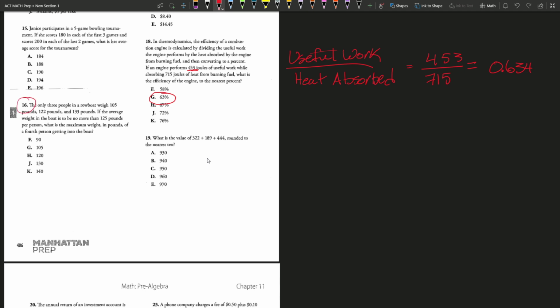All right, and then we can try number 16. The only 3 people in a rowboat weigh 105 pounds, 122 pounds, and 133 pounds. If the average weight in the boat is to be no more than 125 per person, what is the maximum weight in pounds of a 4th person getting into the boat? So how do we set this up?